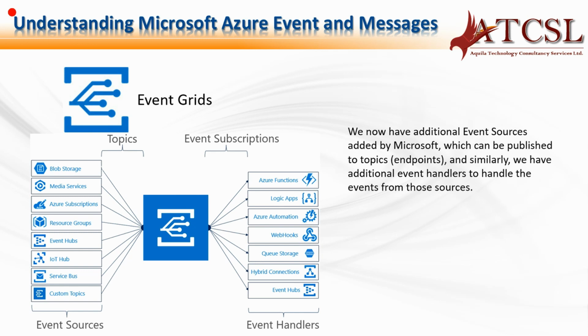And similarly, we have additional event handlers to handle those events from the sources. On the picture on the left-hand side, we see that we have additional event sources along with the ones that we previously had, like the media services and the IoT hubs, which publish to the endpoint URLs, which are called the topics. And then the event handlers subscribe to these events through the Event Grid. And these event handlers then perform their own custom actions for the expected business results. And that is how Event Grid works.